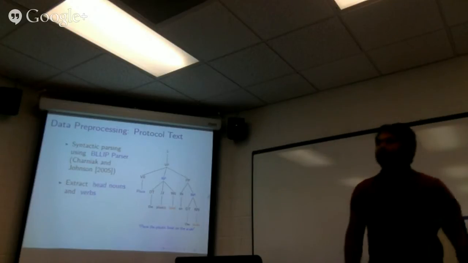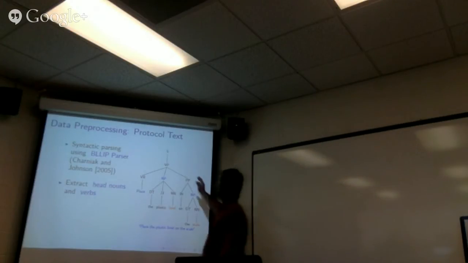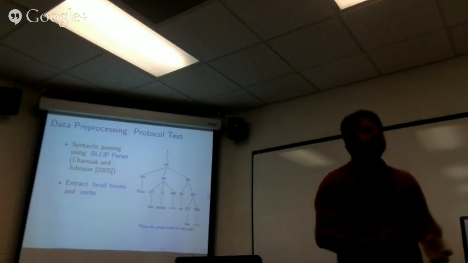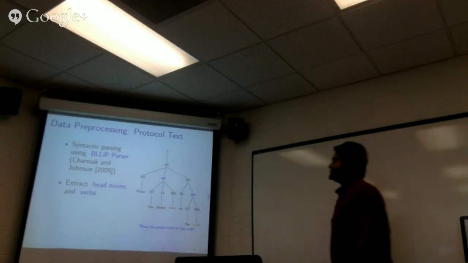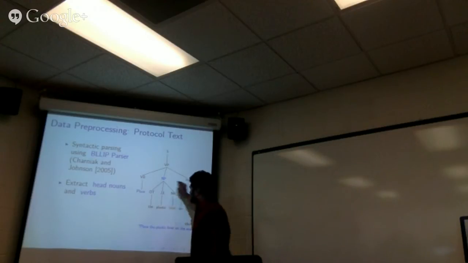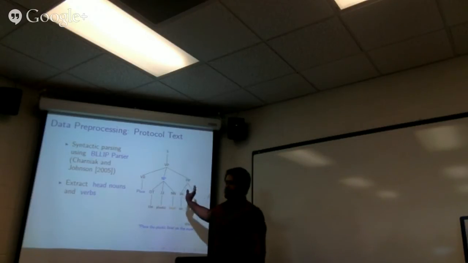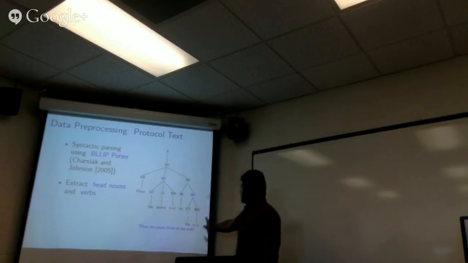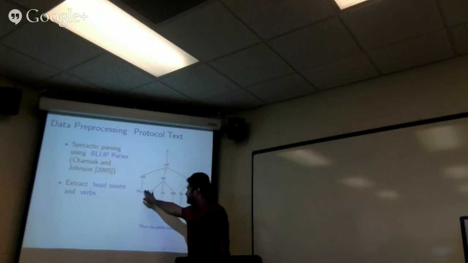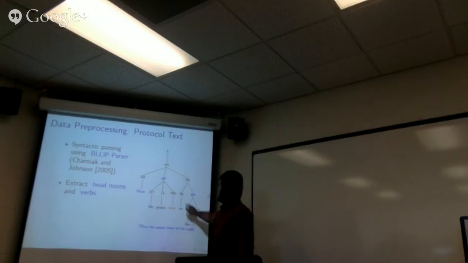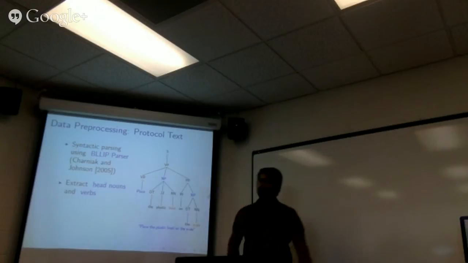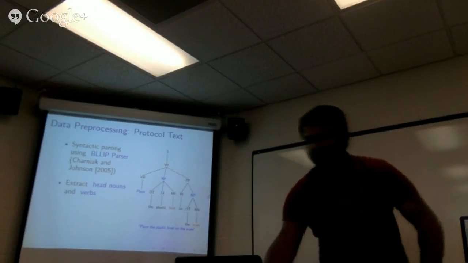On the language side, it's much simpler. We take the protocol text and apply the Brown parser, and we extract all the verbs, and from each noun phrase, we extract all the head nouns. So if I have an instruction, place the plastic boat on the scale, I'll take the verb place, and in these two noun phrases, I'll take two head nouns. One is boat and one is scale.